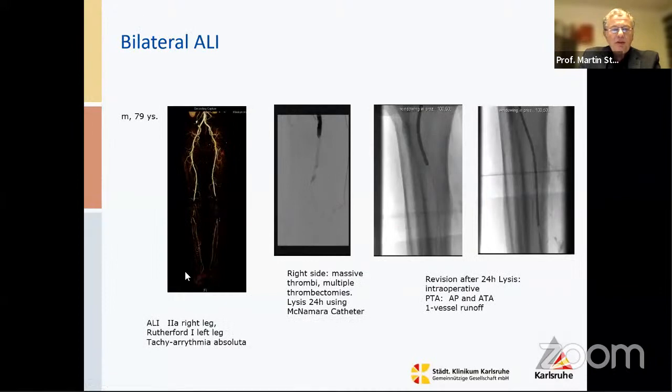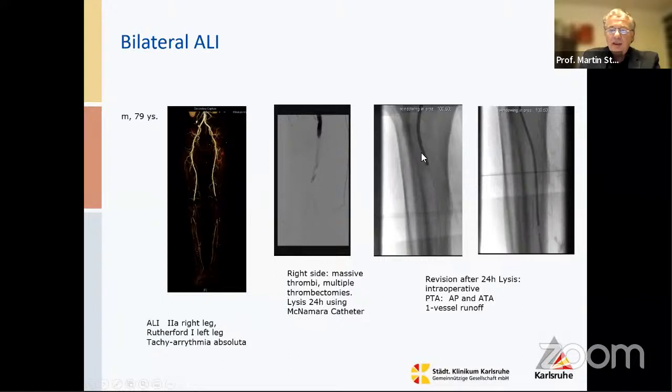The problem is if the patient presents like this, a 79-year-old with bilateral acute limb ischemia, predominantly in the right leg, with a Rutherford stage 2A. That means still viable, but quick action is needed. He also had arrhythmia and a big thrombus load. Of course, you can do aspiration and thrombectomy with the Rotarex, but the Rotarex sometimes doesn't go down to the lower extremity. So we did a thrombectomy, and we also did lysis for 24 hours.